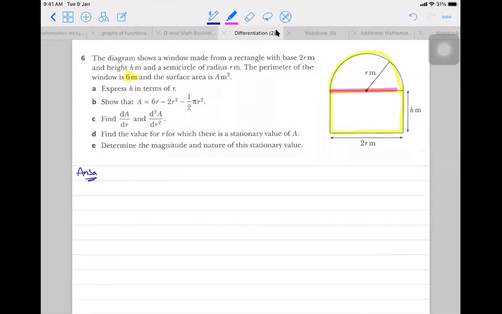Okay, let's check. If we count it and then try to show the area, if we are successful in showing this area, that means we were right.